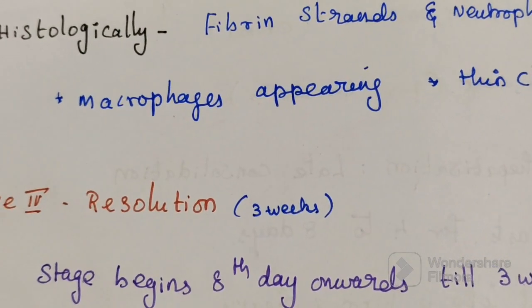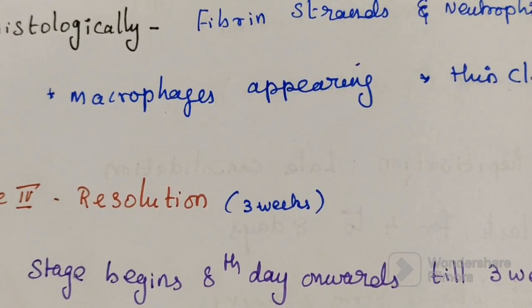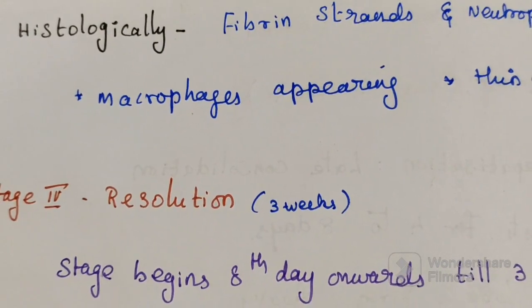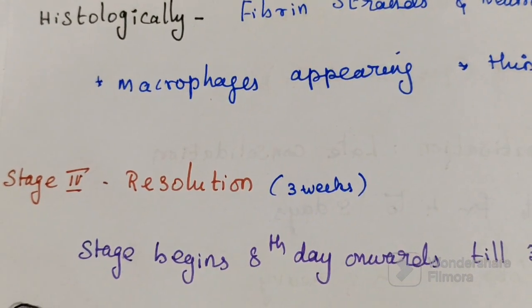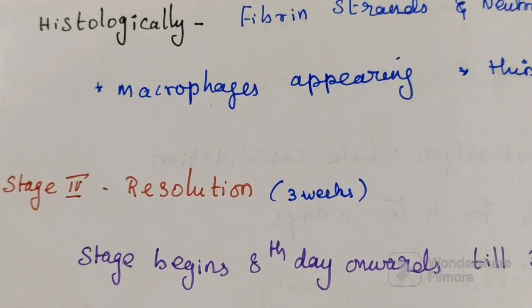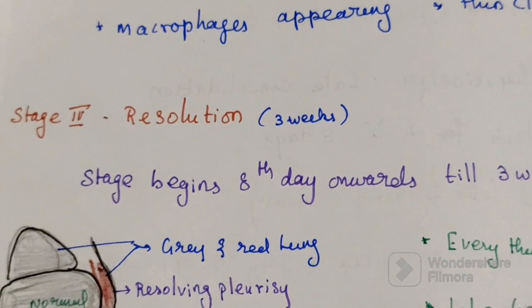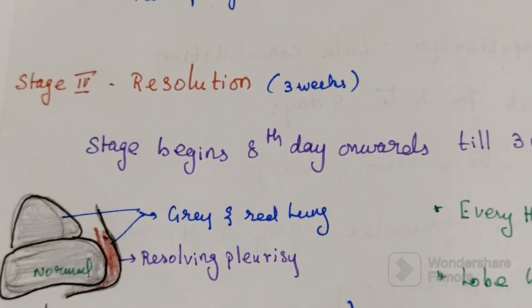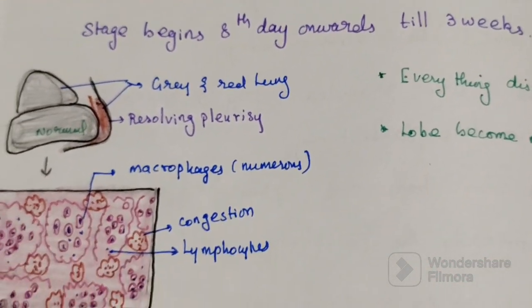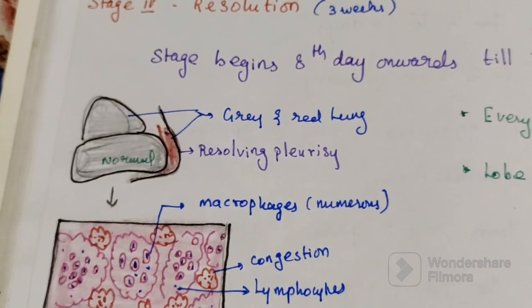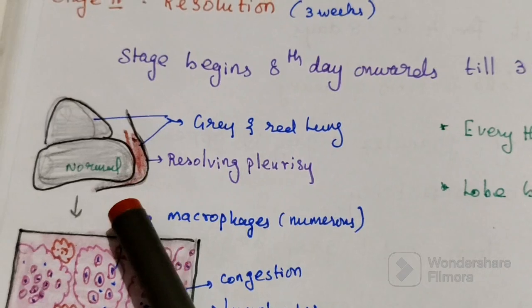Stage 1, 0 to 2 days. Stage 2, 2 to 4 days. Stage 3, 4 to 8 days. This is stage 4, from the 8th day onwards up to 3 weeks. The fourth stage is called resolution. Here everything will disappear. The lobe becomes normal.